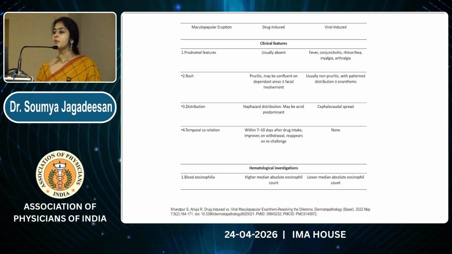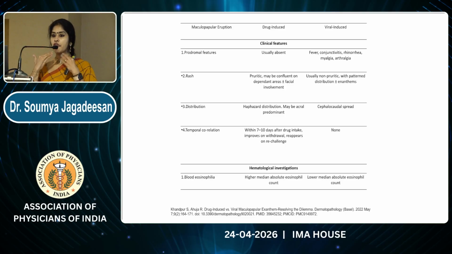This is what we teach our postgraduates, viral versus drug. So in viral, you get prodromal features. There'll be fever, there might be conjunctivitis, rhinorrhea, myalgia, arthralgia. In a drug rash, generally not seen, right? And the evolution of the rash. The drug rash is often pruritic. If you have DRESS syndrome and all that, it's highly pruritic. Whereas a typical viral rash can be pruritic, but not so pruritic. So that is also one thing that you often notice.